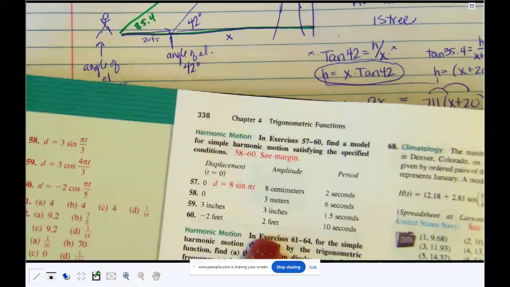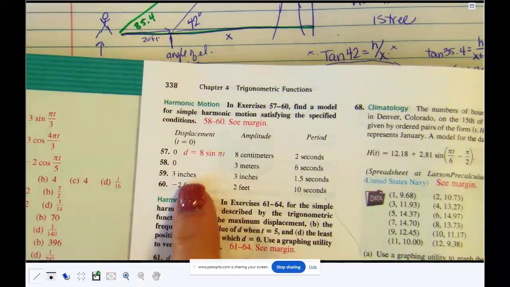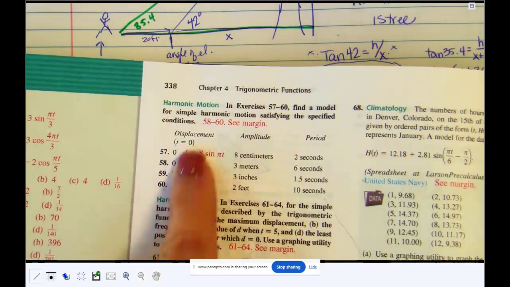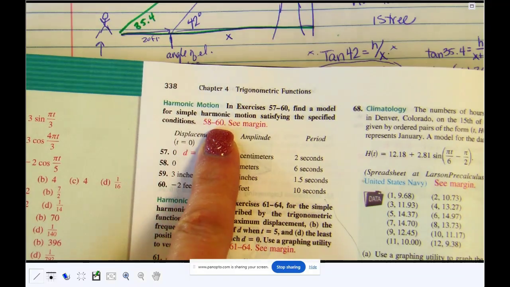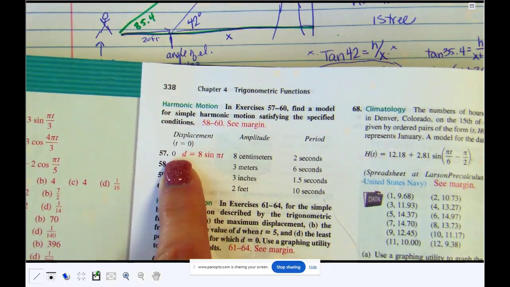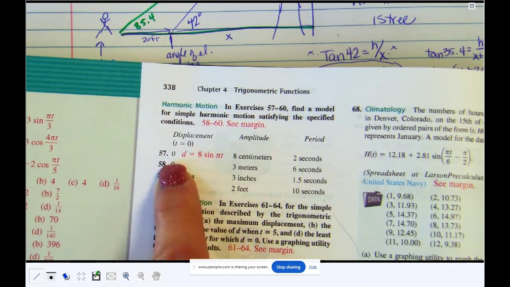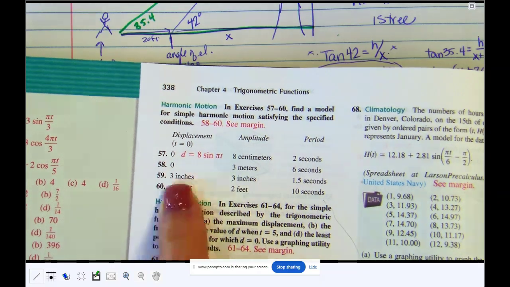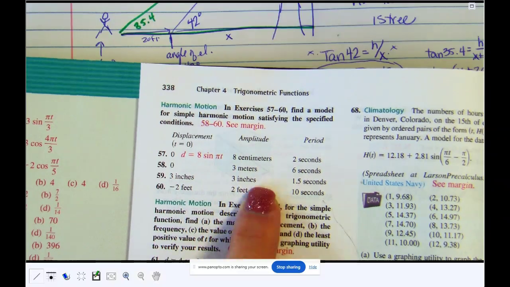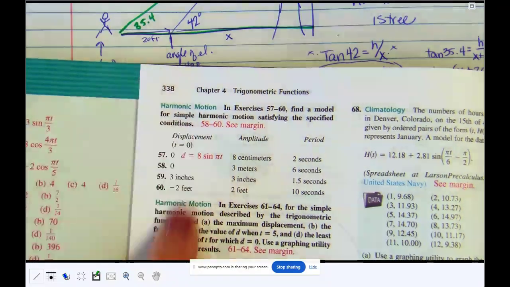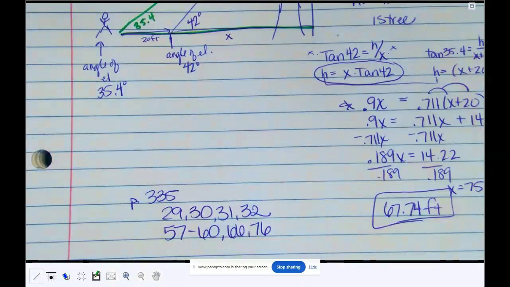So when you get to 57 and 58, 59 and 60, the first time I was like, this is weird. They're telling you it's harmonic motion, so it's going to be sine or cosine. This is telling you where it starts. So at 0, it's at 0. So if you're starting at 0, is it sine or cosine? It's sine. Okay. This one tells you you're starting at 3 inches and the amplitude is 3 inches. So does that mean you're using sine or cosine? Because you're starting at the top. Okay, so that's what this means. It's where you start. So don't freak out when you see that. They're just telling you where it starts. That's what you got to know.